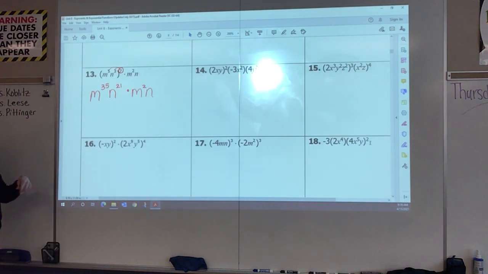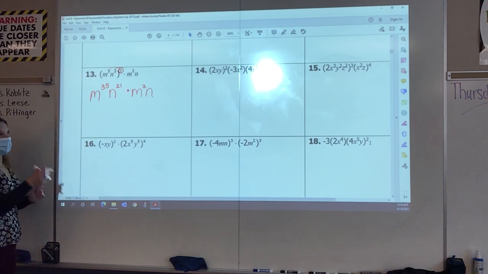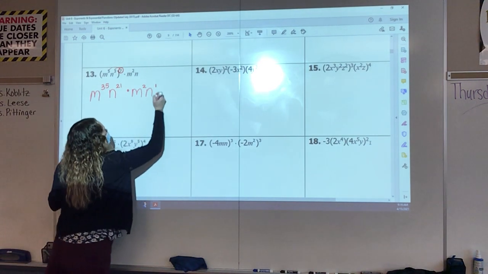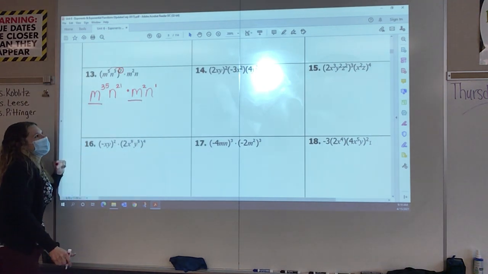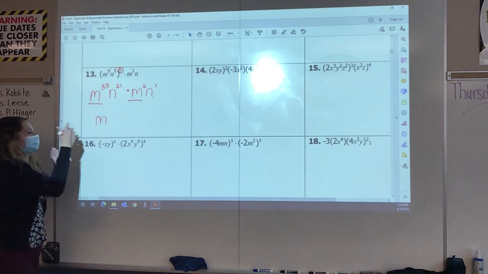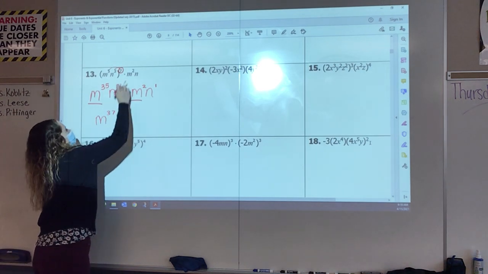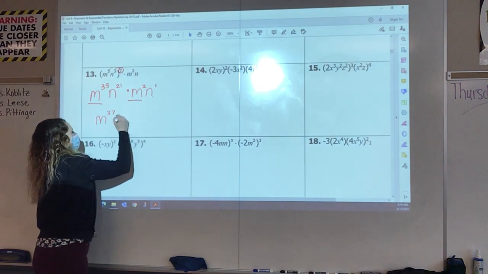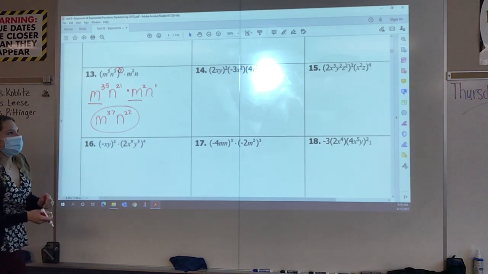The next step is when we multiply across. So when the base is the same and you multiply across, you add your exponents. So I have 35 m's here and 2 m's there. Together, how many m's do I have? 37. 37, excellent. Now the n's, I have 21 here and 22, n to the 22nd, perfect. Not too bad.